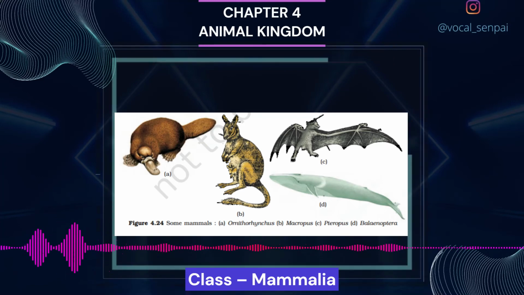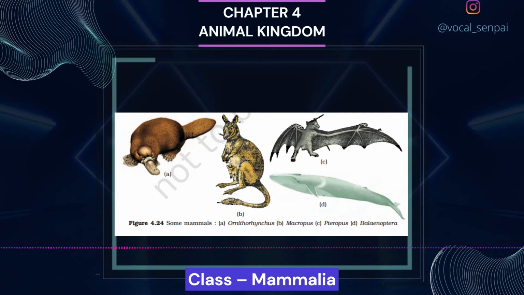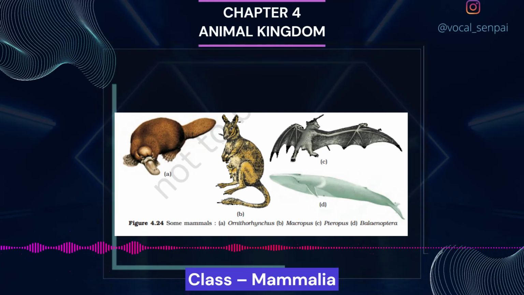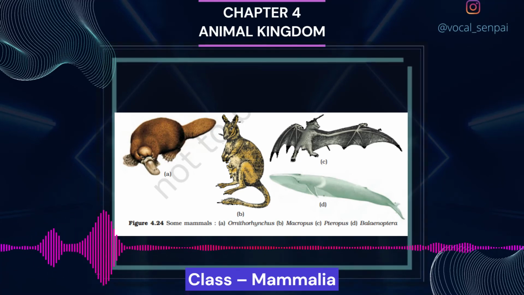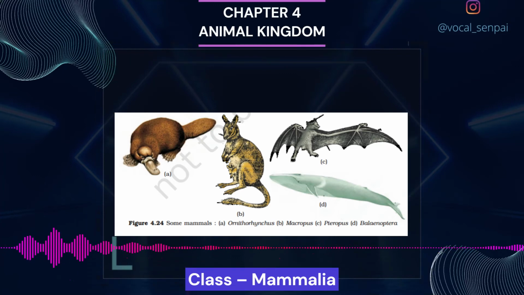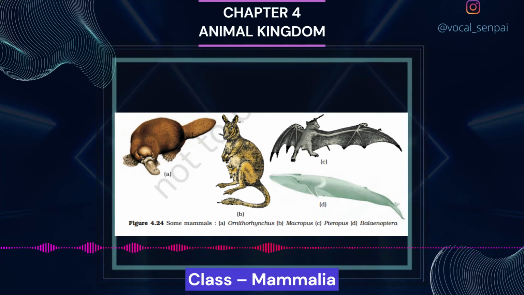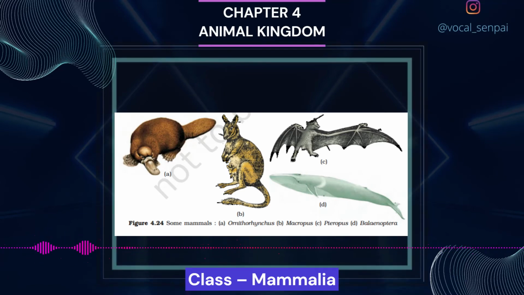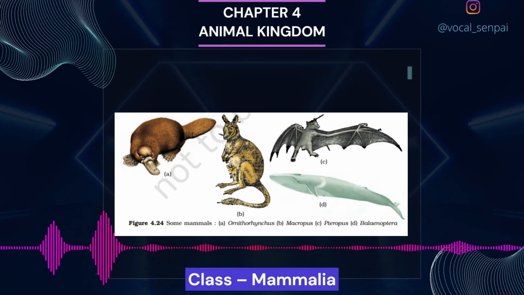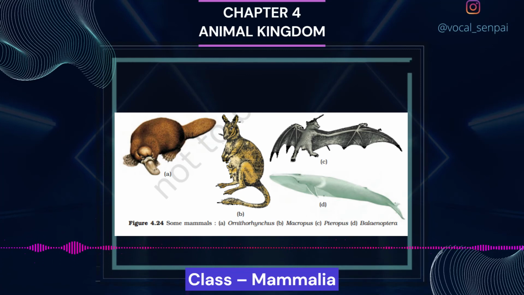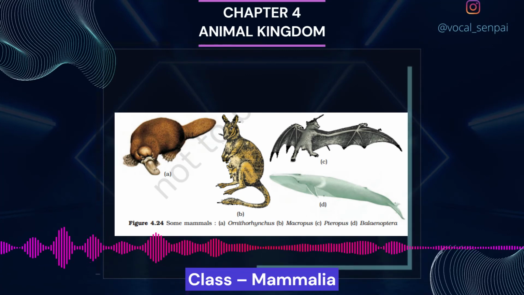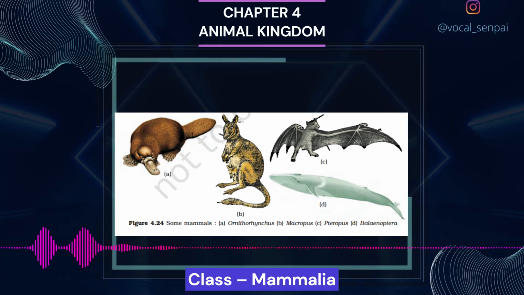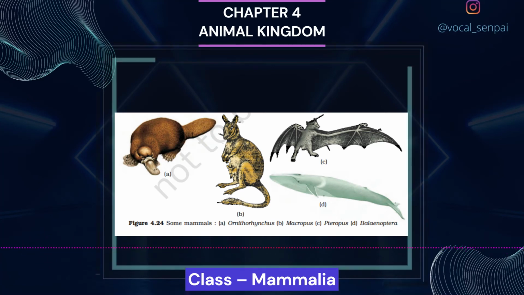The skin of mammals is unique in possessing hair. External ears or pinnae are present. Different types of teeth are present in the jaw. Heart is four-chambered. They are homeothermous. Respiration is by lungs. Sexes are separate and fertilization is internal. They are viviparous with few exceptions and development is direct.